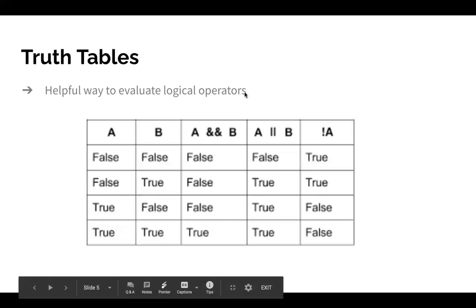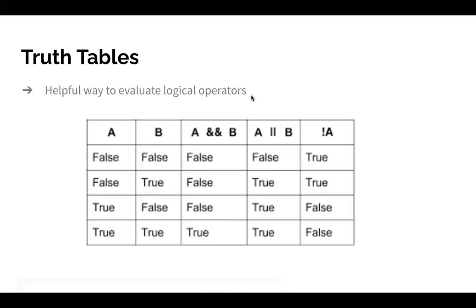The best way to kind of get a handle on these truth tables is to work through them yourself. You can make up your own variables, you can look some up online. It's definitely kind of a practice makes perfect situation here.